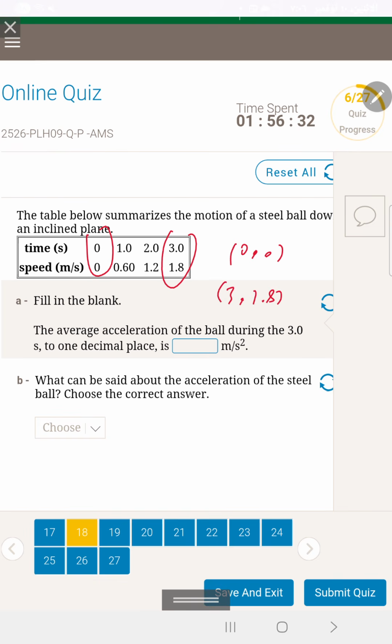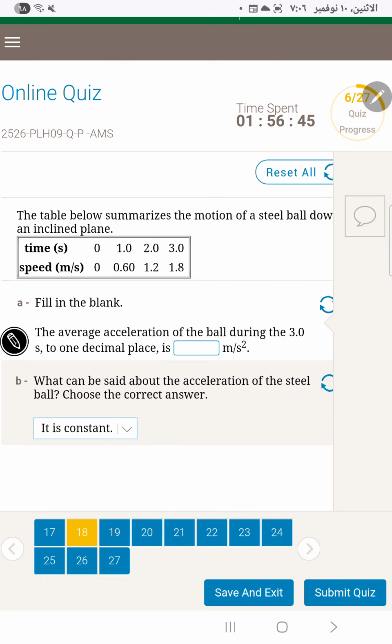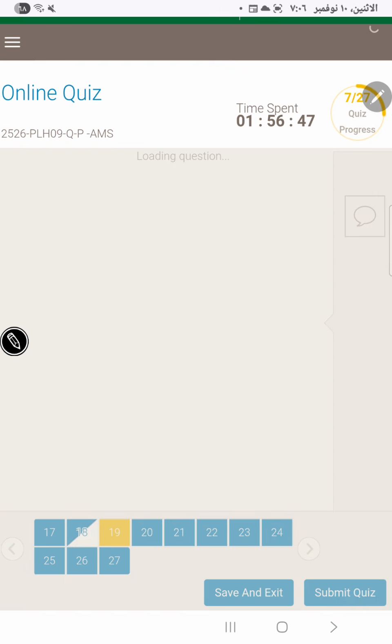What can be said about the acceleration of the steel ball? Choose the correct answer. Here speed is increasing at constant rate, so you have to use constant acceleration. The acceleration is constant. Number 19.